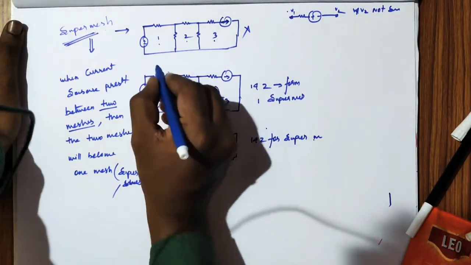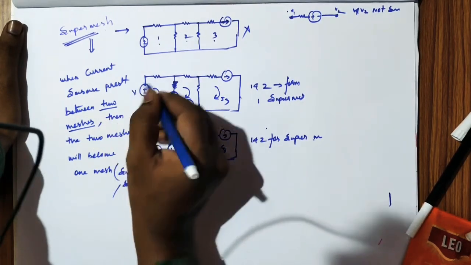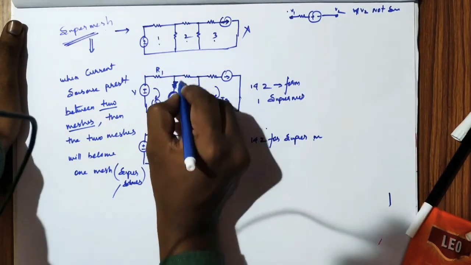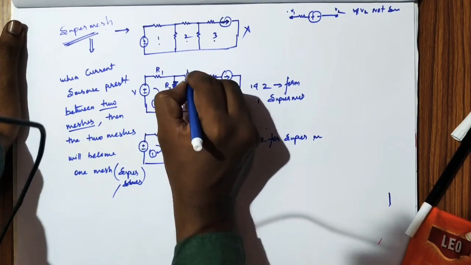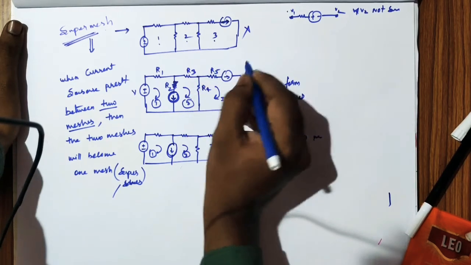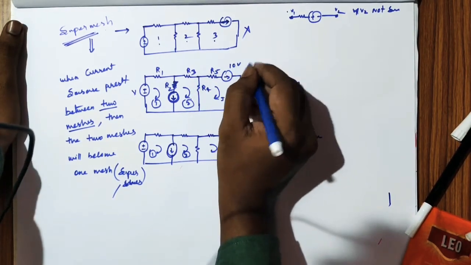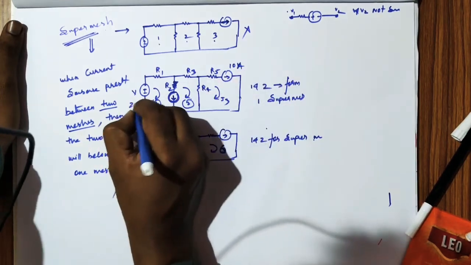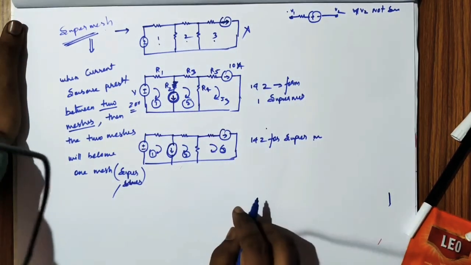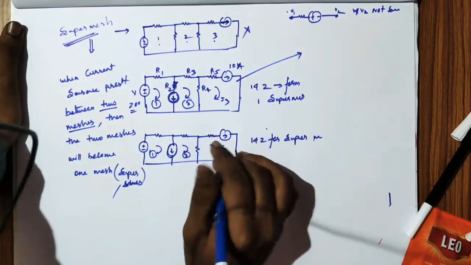What equations do we have? We'll see. Here this is the voltage V, and let us say these are R1, R2, R3, R4, R5. Let us take the current source value as 10 amps, and this is 20 volts. Okay, now let us analyze this for the super mesh.